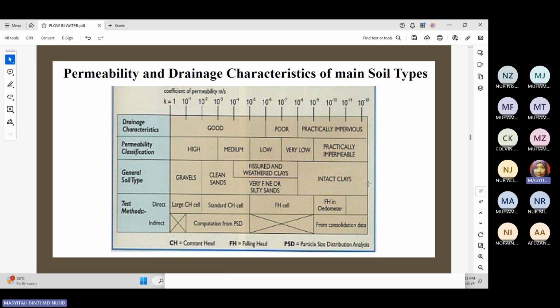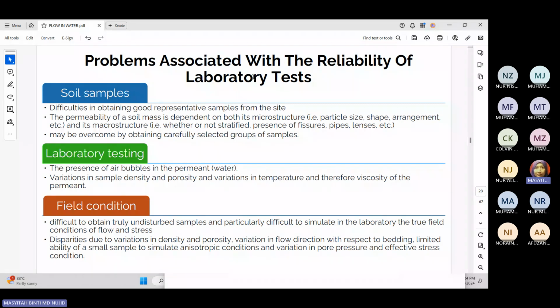What type of soil is it? Intact clays. Then for the largest K, gravels, followed by clean sand, and then fissured or weathered clays, very fine or silty sand. So how do we determine the K from test method? You can have it from the direct test or indirect test. Constant head, falling head, particle size or whatever. Some can be determined from the consolidation test. So CH stands for constant head, FH stands for falling head, and finally it's a particle size distribution analysis. So what are the problems associated with the reliability of the lab results or lab test?